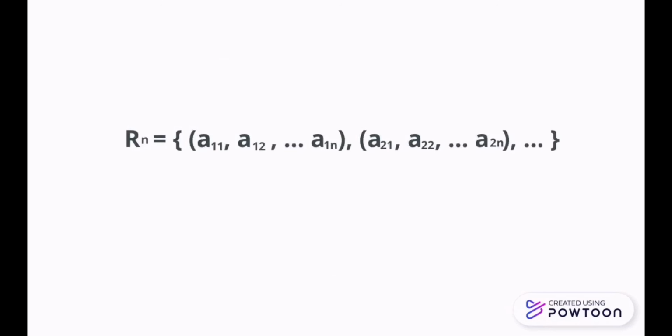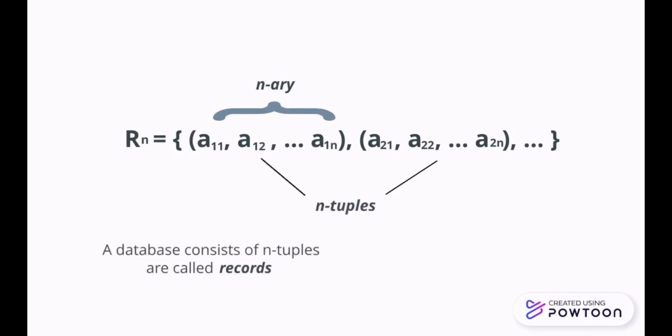A relation defined on groups of n values is called an array, and the groups within it are called n-tuples. While a database consists of n-tuples, they are called records, and each of the n-tuple's elements is called a field.